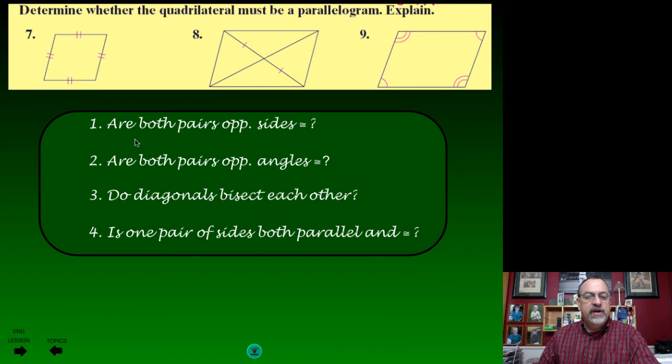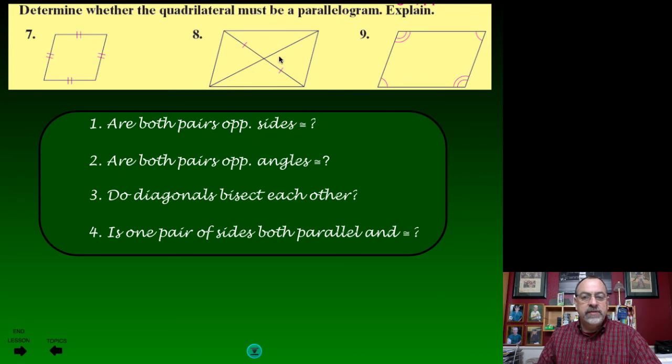So for number 7 here, again, I want to go through my questions. Are both pairs of opposite sides congruent? Well, these are congruent to each other, and these are congruent to each other, so the answer to question 1 is yes. Therefore, number 7 here must be a parallelogram. And my explanation would be this answer to this question is yes. In other words, my answer would be yes, this is a parallelogram because both pairs of opposite sides are congruent.